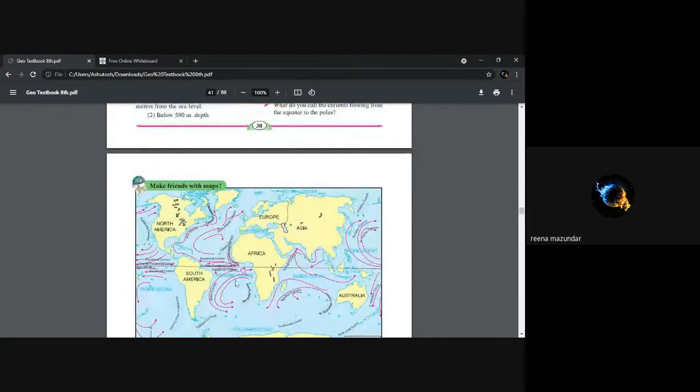Now westerlies. See, from the equator, east to west, in this way. This is east, from east to west. But from the pole, it is, see, like this, anticircular, west to east. This is west to east. This is east to west.